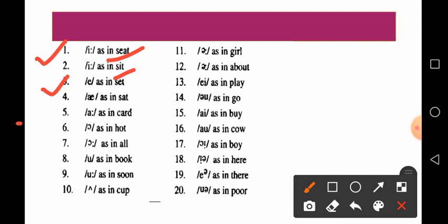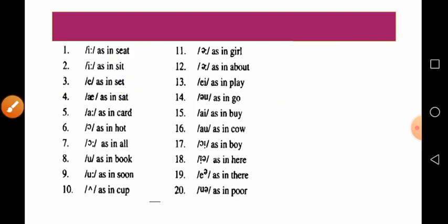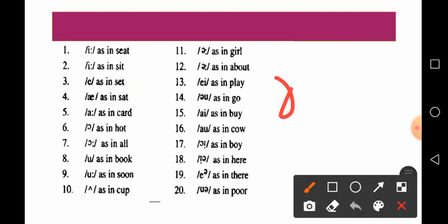The third, this is pronounced like a. So, the word is sight, a is the sound. In sat, this is the sign of a. So, the word is pronounced sat.